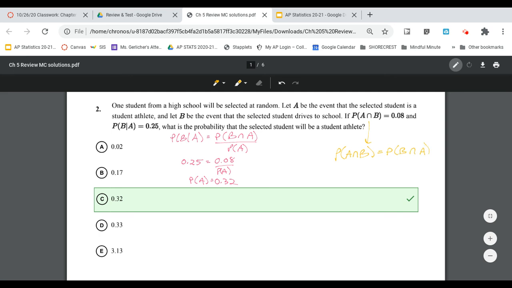It doesn't matter. This is like a multiplying sort of thing. You can multiply in any order. Okay, so that's 0.08. And so then I just solved it for P of A and got 0.32.